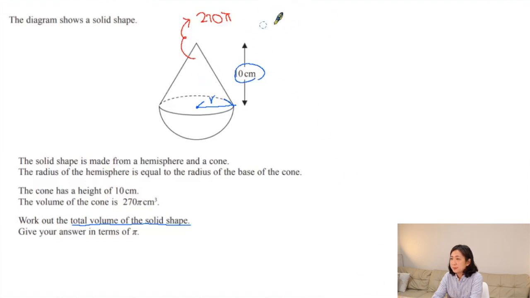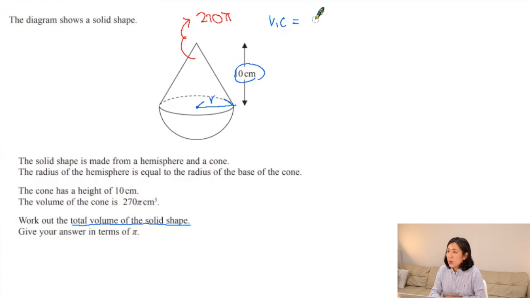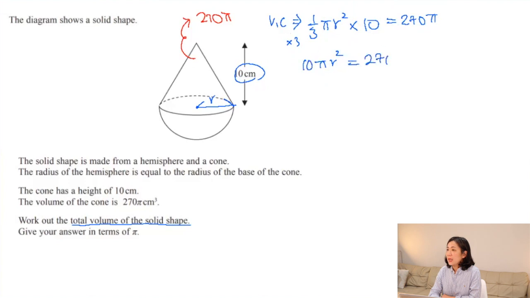of the shape. Right, so the volume of the cone is 1/3 pi R squared times H, H is 10, so 1/3 pi R squared times 10, and this is going to be 270 pi, right? So now we are looking for R, so let's simplify it. Let's times 3 to remove the 1/3, so 10 pi R squared will be 270 pi. Now this time, you also remember to times 3 the other part as well.